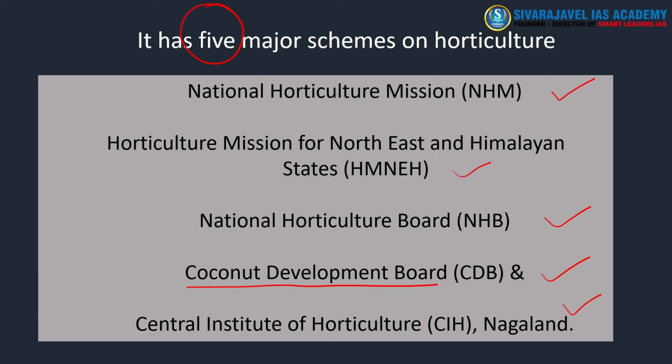And for the rest of the things, it's just the name with horticulture. Horticulture for National Horticulture Board. Then you have Central Horticulture, which is in Nagaland. So with the different names, it's just with the name horticulture. And the one extra one is the Coconut Development Board. Try to remember these names.